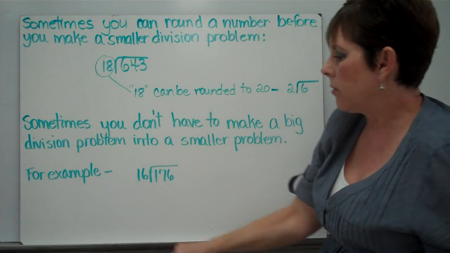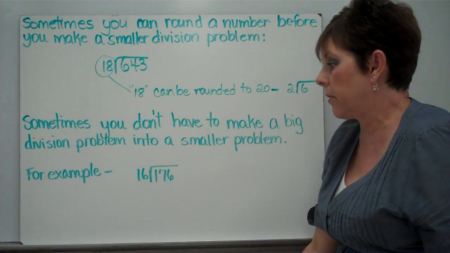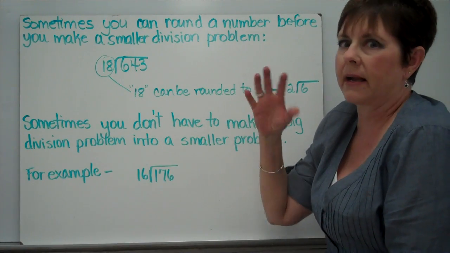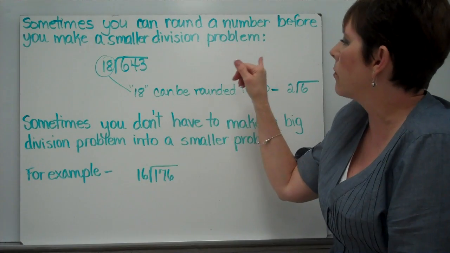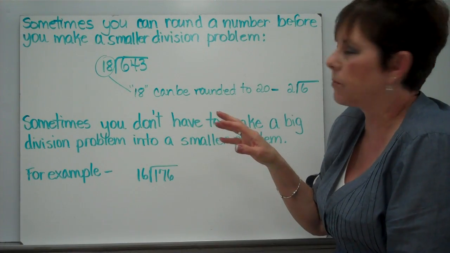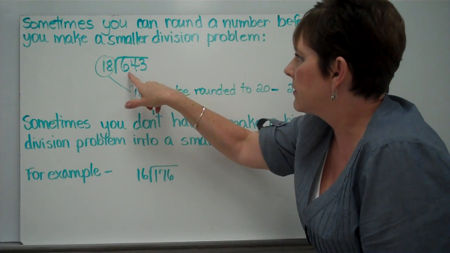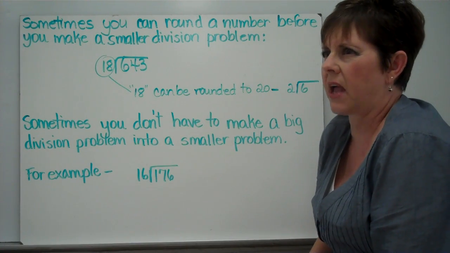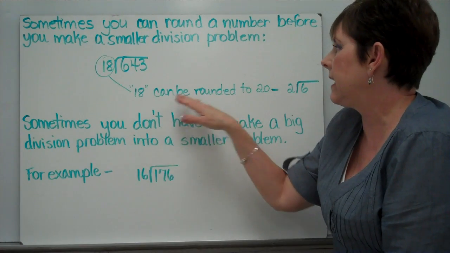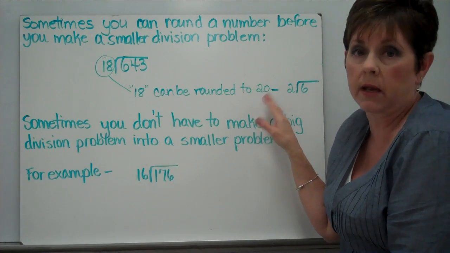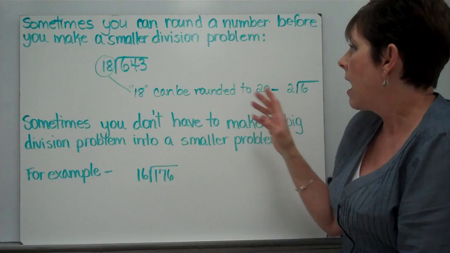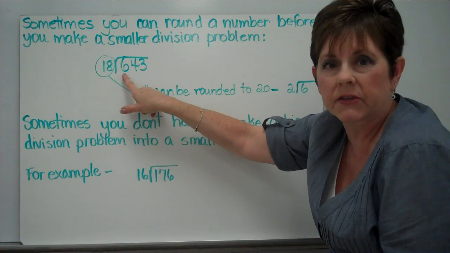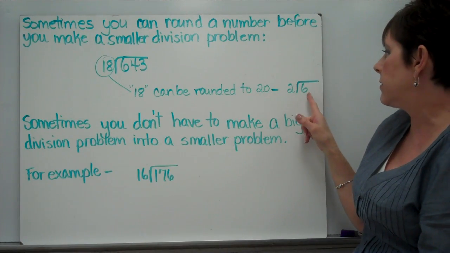All right. Now, sometimes if the number is closer to another, like a tens number, you can round a number before you make a smaller division problem. Here's an example. 643 divided by 18. A lot of times students say, I can't think of that. Well, 18 is close enough to 20. We could round it to 20. And then we could say, okay, here's the 2 in 20. Here is the 6 in 643. We could do it this way.